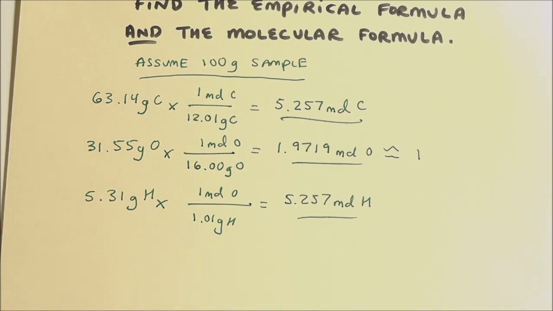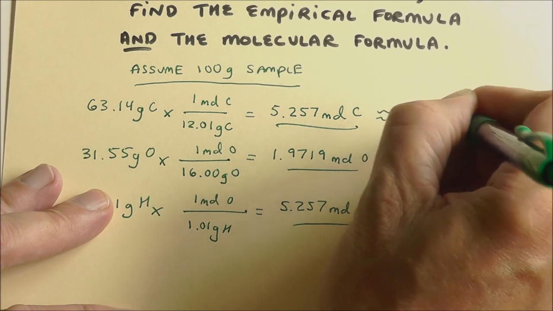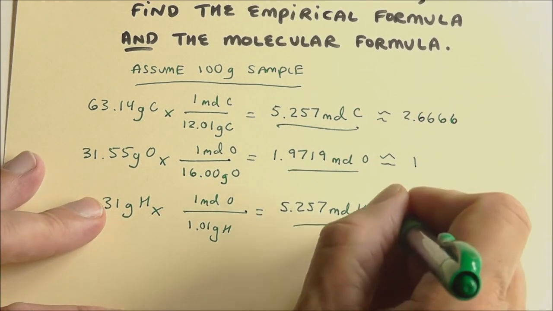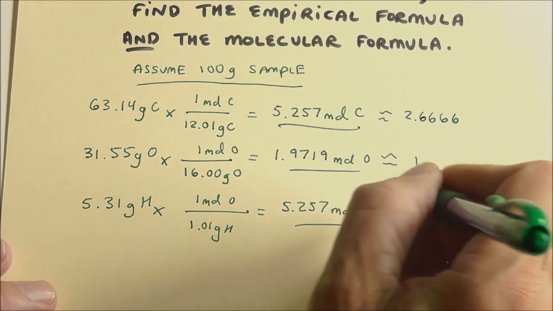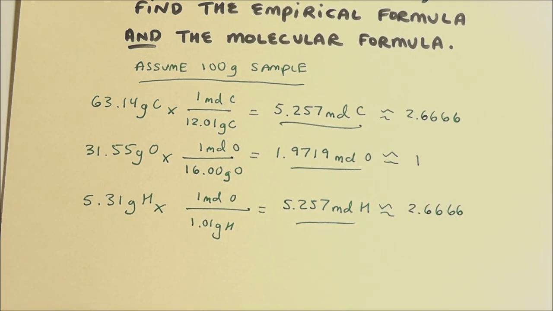And then I'm going to divide this number by 1.9719. 5.257 divided by 1.9719 is 2.6666, and 6. It scared me. So let's do 5.31 divided by the same number. Same thing, 2.666. All right, folks, here's where starting with 100 grams is a little bit difficult.